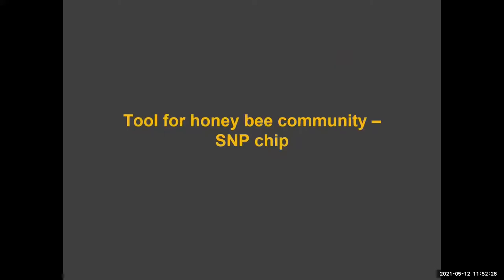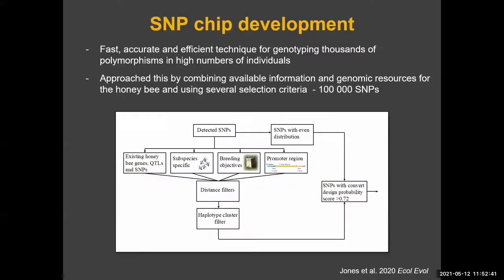And in the next step, to help to address similar questions to those I've talked about today, as well as other interesting questions for the honeybee community, I helped to develop a SNP chip tool. And so I briefly want to tell you about this tool as well. So more generally, SNP chips offer a fast, accurate, and efficient technique for genotyping thousands of polymorphisms in high numbers of individuals. So here we approach this by combining available information in genomic resources for the honeybee and using several selection criteria. And this enabled us to develop a SNP chip with over 100,000 SNPs.